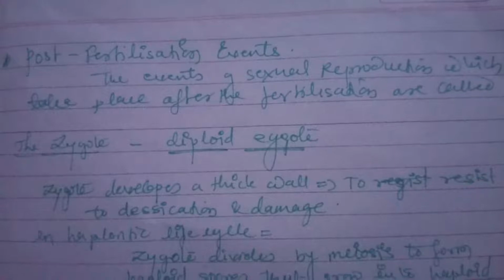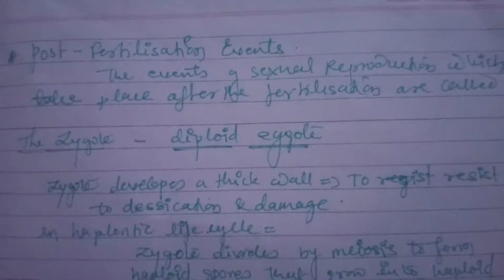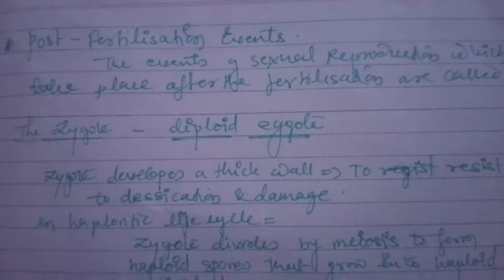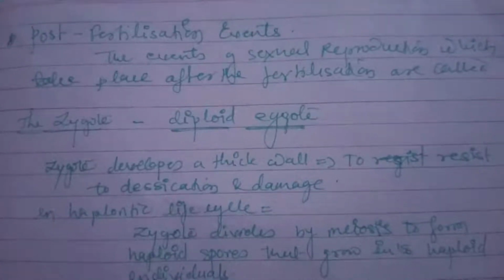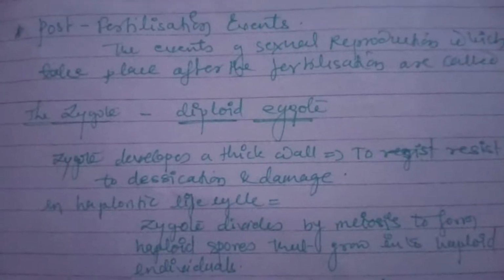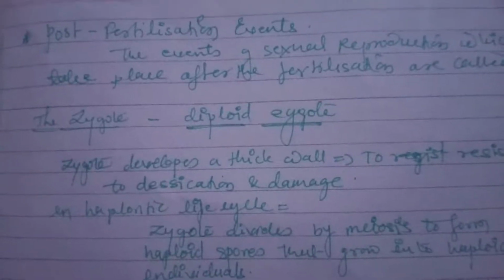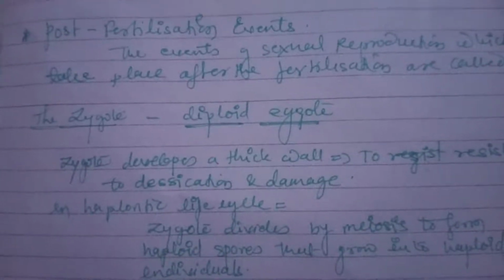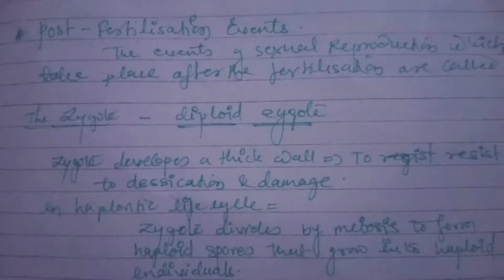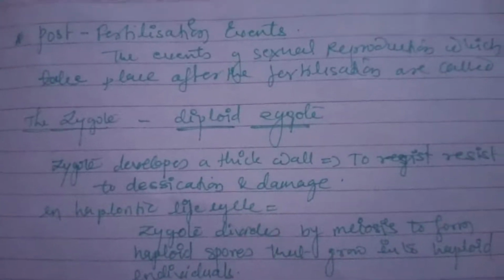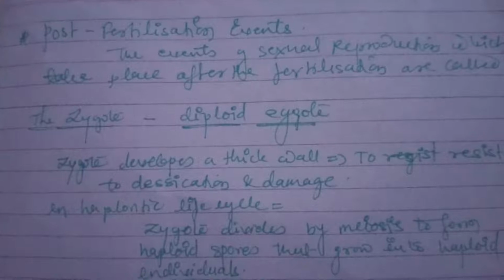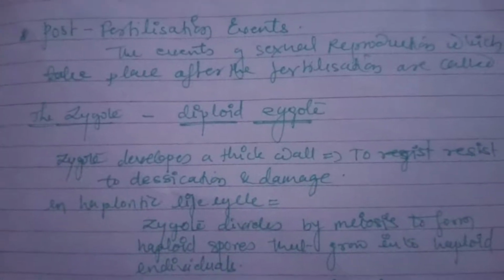In the sense, after fertilization, the zygote is going to form, that is diploid in nature, and the zygote develops. This is also a post-fertilization event. Post-fertilization event means what? Whatever happens after fertilization is called post-fertilization event. Do you know what happens after fertilization? Fertilization means development of diploid zygote.